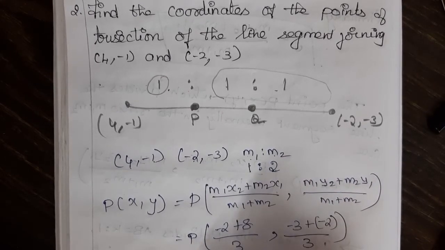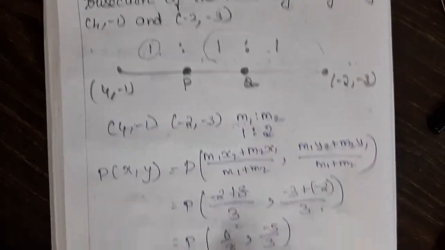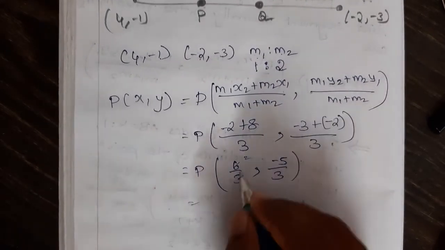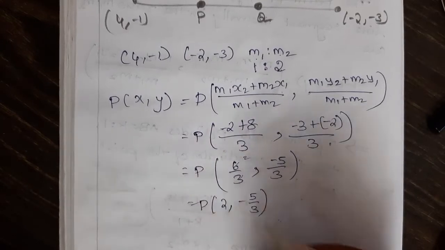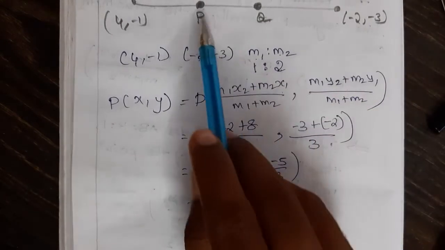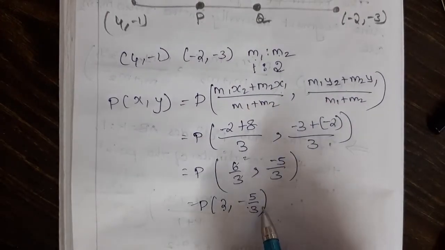Here we can simplify 6 by 3 as 2. Sorry, can you see that? Here we can simplify as 2. So the point will be 2 comma minus 5 by 3, right? So the point P is 2 comma minus 5 by 3.